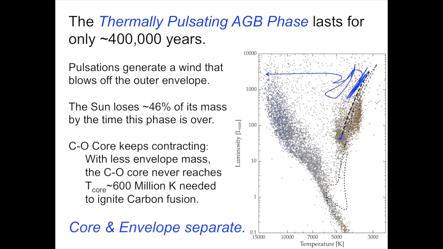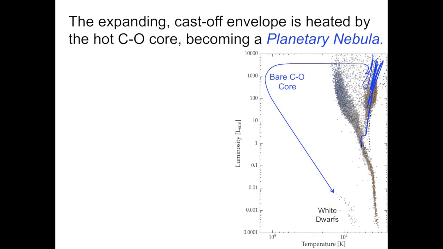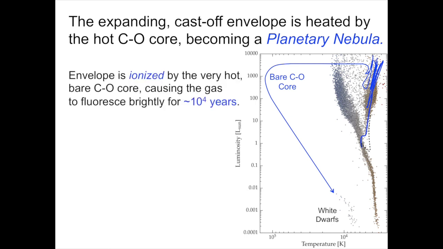At this point, at the end of the thermally pulsating AGB phase, the core and the envelope physically separate. The carbon-oxygen core is left behind, collapsing, and the outer envelope is pushed off into space. This expanding cast-off envelope is heated by the hot ultraviolet photons streaming up off the hot carbon-oxygen core and becomes a planetary nebula.